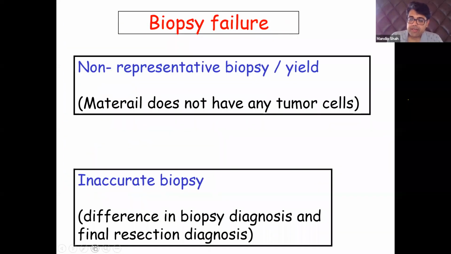Coming to the biopsy failures. Even after taking all the care, you still can get biopsy failures. And there are 2 types of biopsy failure. One is that the tissue you got is non-representative. That means the material does not have any tumor cells. And second is inaccurate biopsy. That means your biopsy diagnosis says that it is giant cell tumor, but when you operate and curate that lesion, the final histopathology says, oh, it's a giant cell rich osteosarcoma. So that is known as inaccurate biopsy.